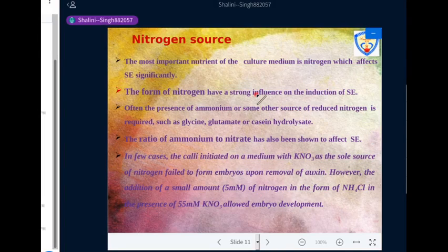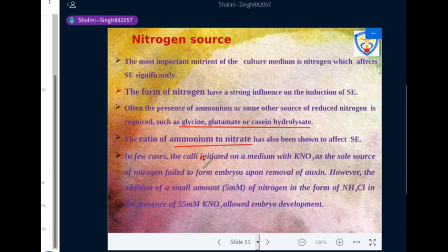Nitrogen source. The most important nutrient of the culture medium is nitrogen, which affects the somatic embryos significantly. The form of nitrogen has a strong influence on the induction of somatic embryos. Often, the presence of ammonium or some other source of reduced nitrogen is required, such as glycine, glutamate, or casein hydrolysate. The ratio of ammonium to nitrate has also been shown to affect somatic embryogenesis.